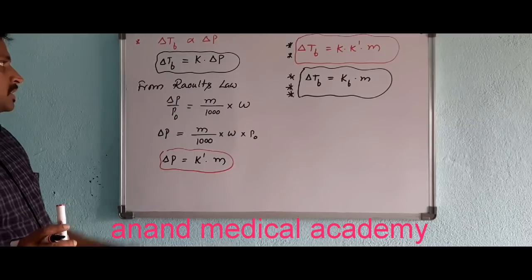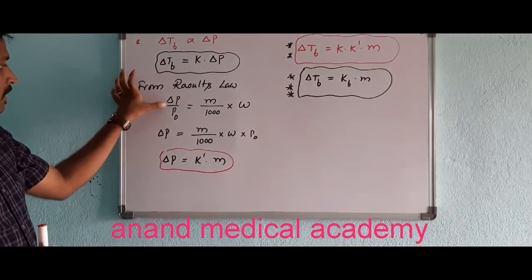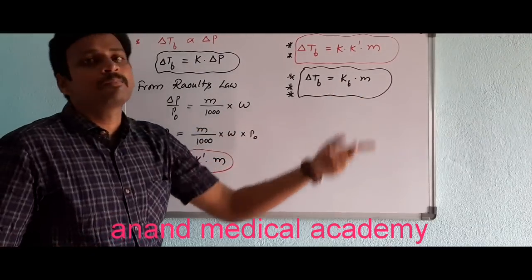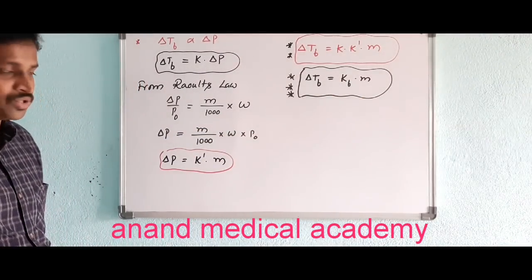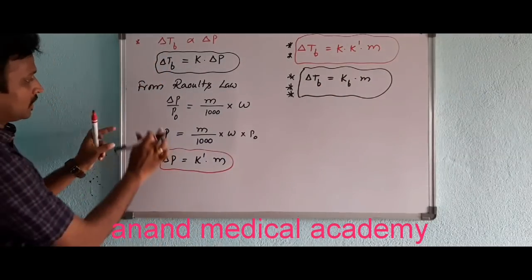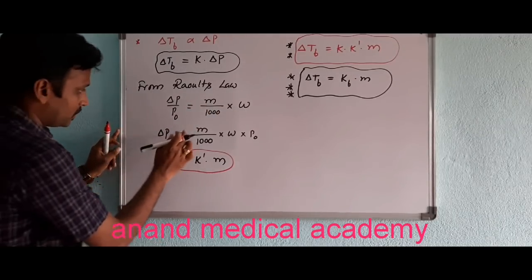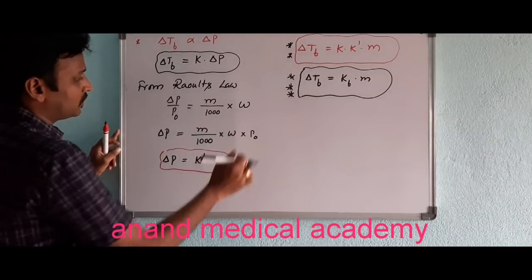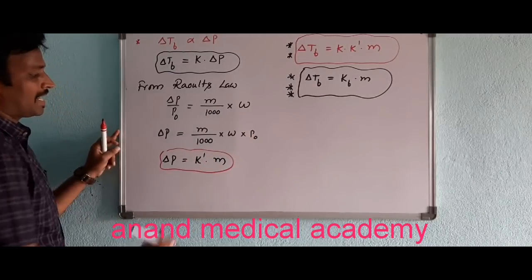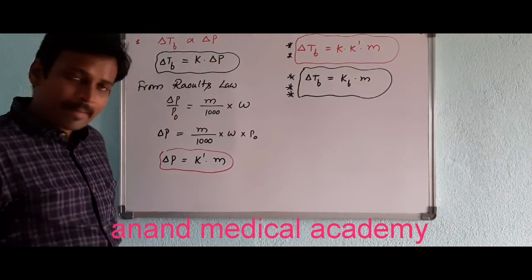K is a proportionality constant. Delta P I substituted using Raoult's law. Everybody knows delta P by P naught is equal to M by 1000 into W. Why did I use B? Boiling point, elevation in boiling point. That's it, there is not much reason for it. So delta TB is equal to KB into M. Delta P is M by 1000 into W into P naught, and 1000, W and P naught are constants. I wrote delta P as K dash into M. So for delta TB I got KB into M.